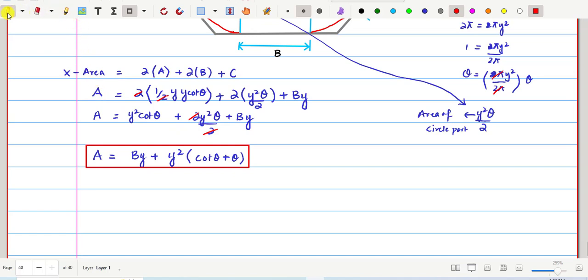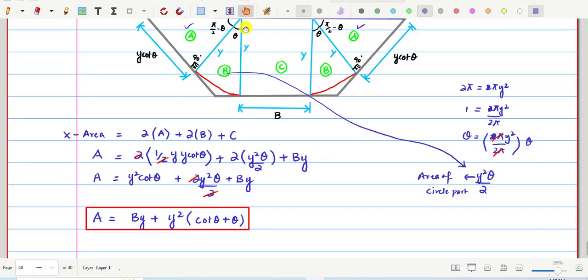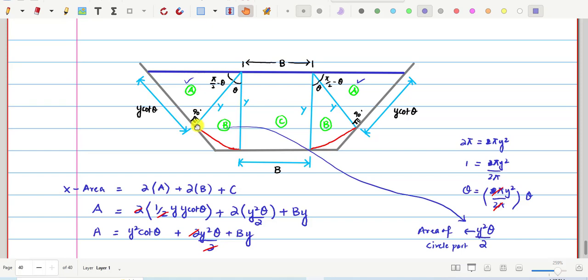Now let's find out the formula for the wetted parameter. The wetted parameter is going to be equal to the sum of what? y cot theta, this distance, and then B, this distance, and B. So now we need to find this distance. This distance, we already found it.